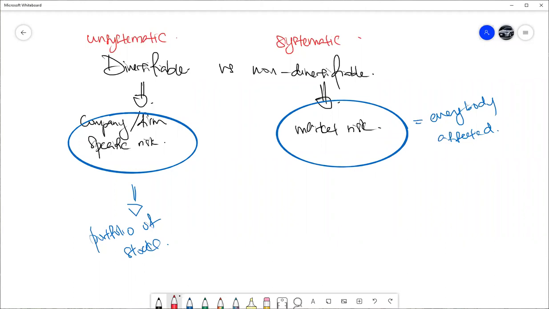So case A, short-term interest rates increase unexpectedly. When there's an unexpected increase of interest rates in short-term borrowing, this is affecting everybody, every single company is affected. It's not specifically on a particular company only. So everyone is generally being affected here. This is an announcement being made. So in this case, this is a systematic risk, because everyone is affected by short-term interest rate increases.